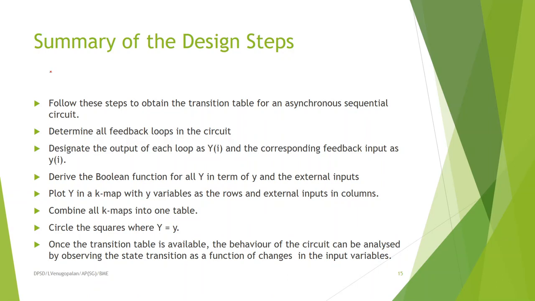Finally, to summarize the design steps: first of all I need to determine how many feedback loops there are, and second I need to find out the capital Y and the corresponding feedback small y. I have to consider small y as an input along with the external input and derive a Boolean function for all the capital Y's available. Then I have to plot the K-map and then combine all the K-maps into one table, which is the transition table, and circle the squares where small y and capital Y are equal, and then finally analyze how my circuit is behaving. So this is how I'll do an analysis of an asynchronous circuit using logic gates.